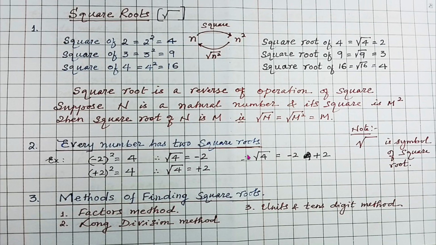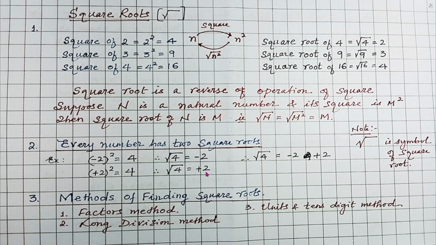Now every number has two square roots. Now what does this mean to us? If I find the square of minus 2, I get 4. If I find the square of plus 2, also I get 4. The square root of 4 will give me minus 2. Square root of 4 also will give me plus 2. Therefore, square root of 4 has two values, minus 2 and plus 2.